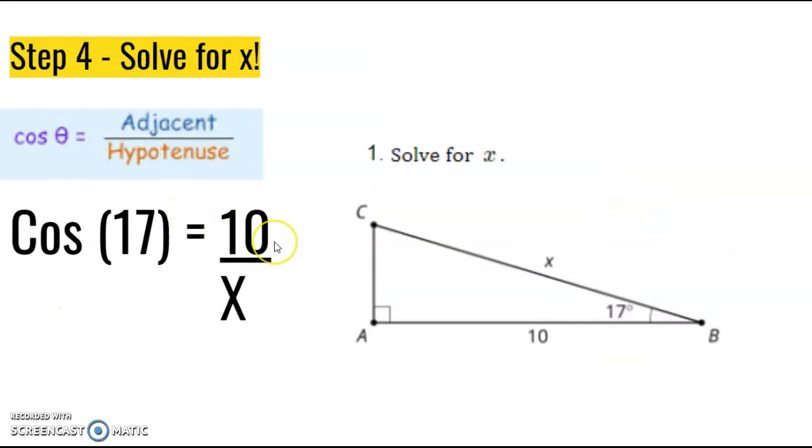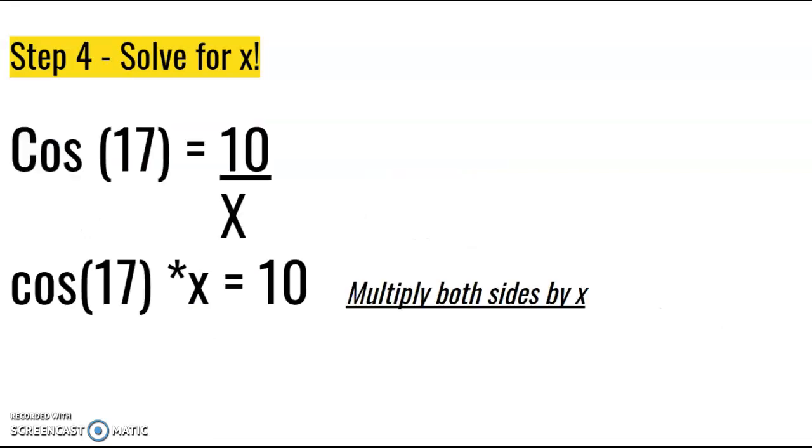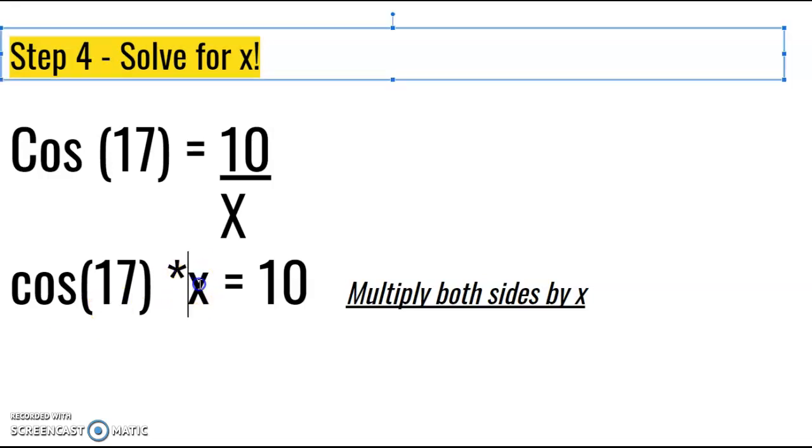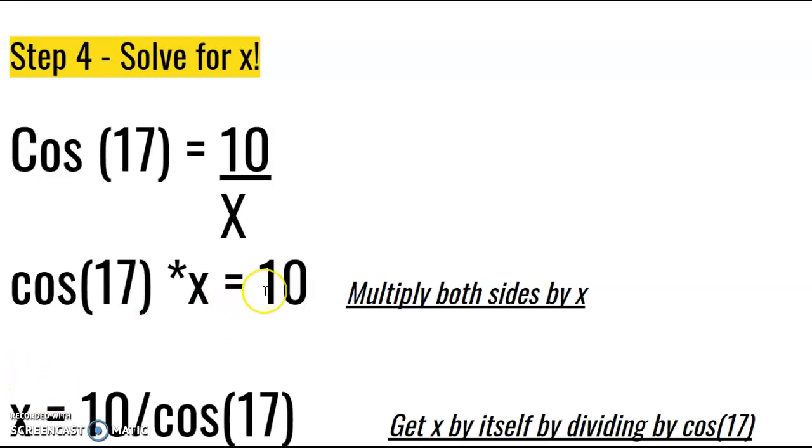Step 4, solve for x. x is in the denominator. So first, we need to multiply both sides by x. That cancels this out, and now it's here. Next up, to get x by itself, the inverse of multiplying by cosine of 17 is dividing. That will cancel that out. So you have x equals 10 divided by cosine of 17.